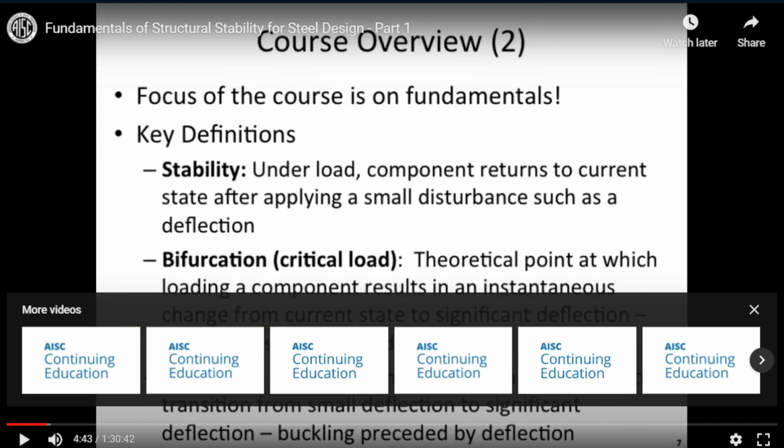So some of these definitions. When we say bifurcation here, that's the load where, if you apply it, for example, your column is straight, and if you apply that load, it suddenly deflects. So it suddenly deflects. So the load that causes that behavior is what we call the bifurcation point. Okay? So that's one thing.